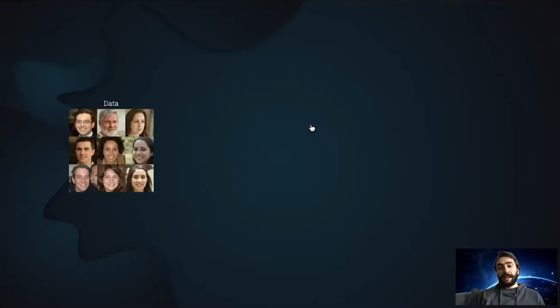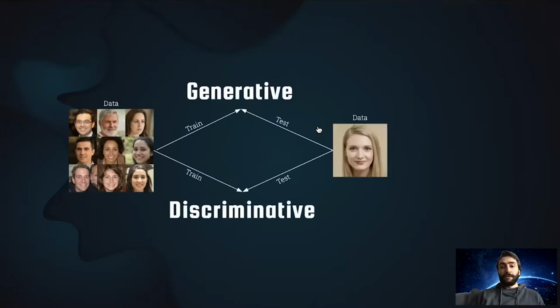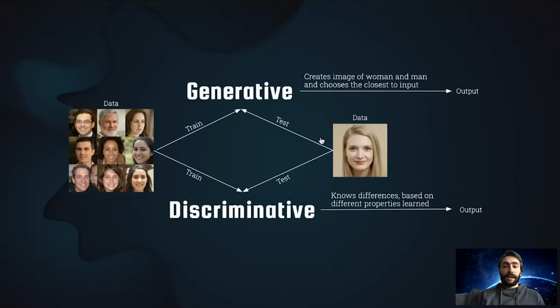The task is to find the gender of the person in the image. Firstly, we have data that we use to train generative and discriminative models. Then we input the test data to get the answer regarding the gender of the person in the image. Even though the output will be the same in an ideal world, the approaches for finding out gender are totally different.